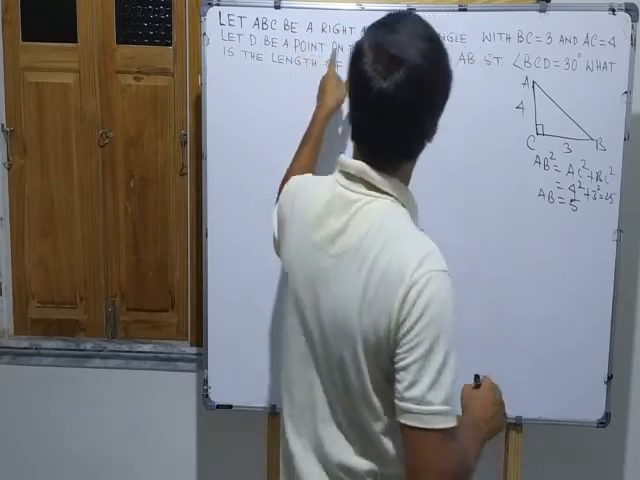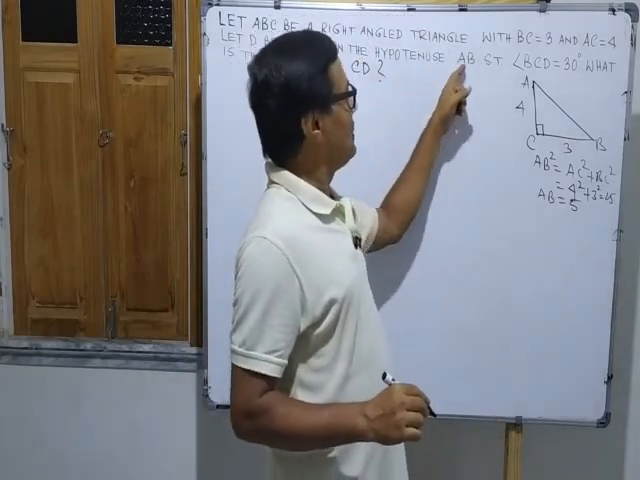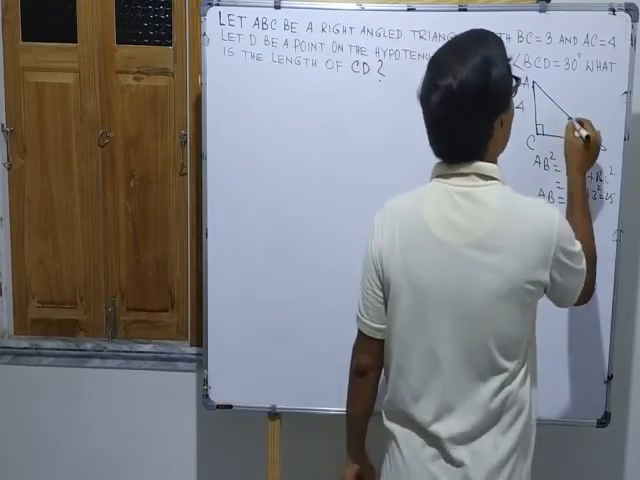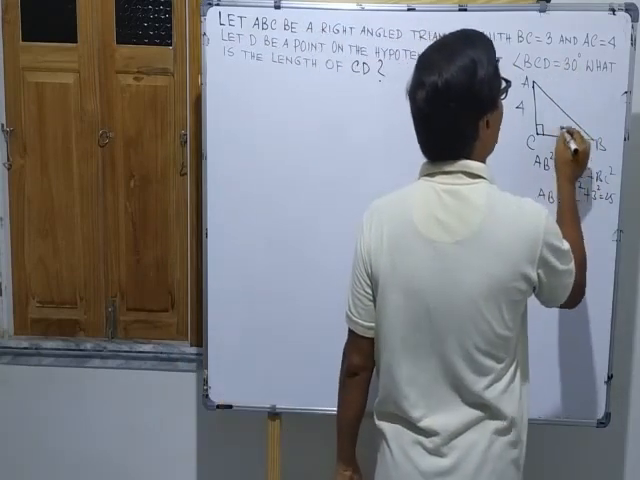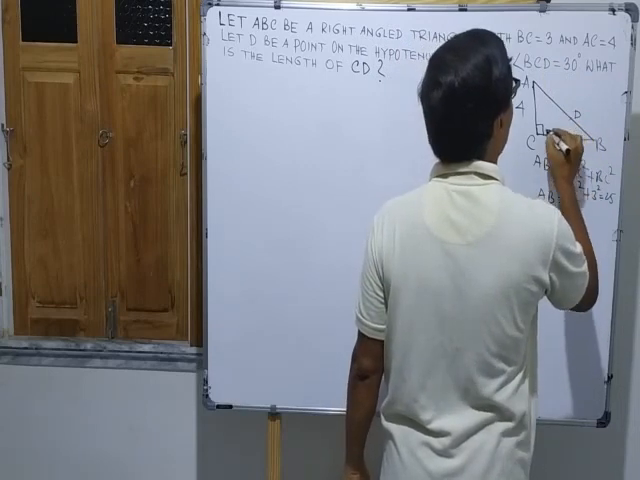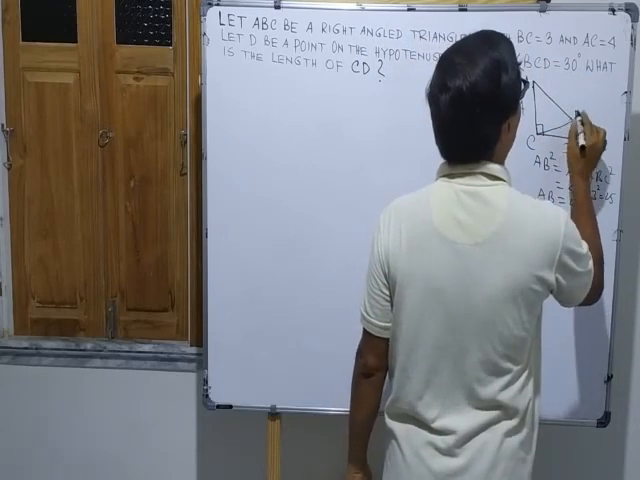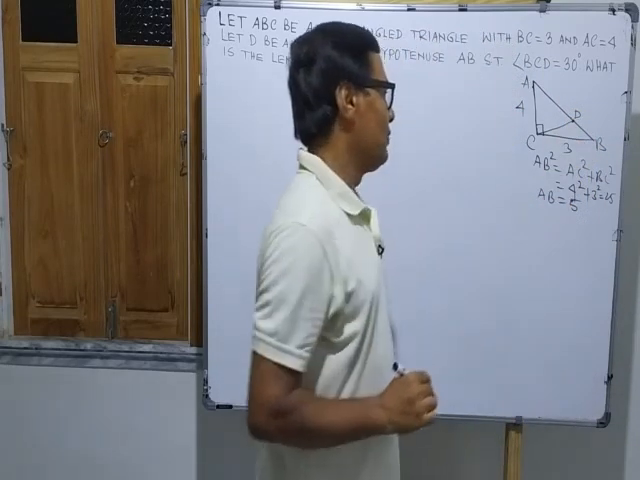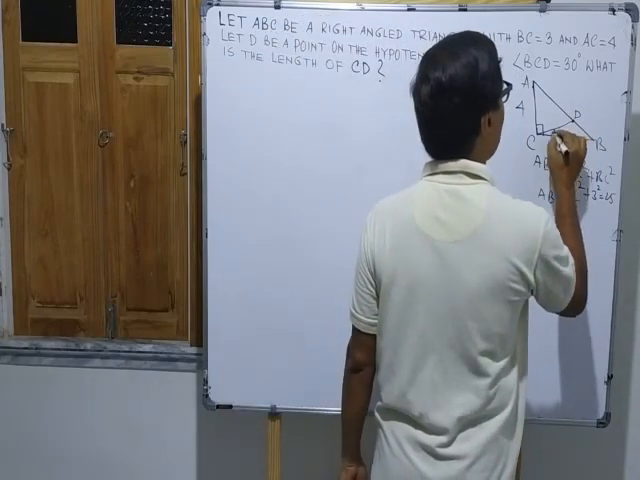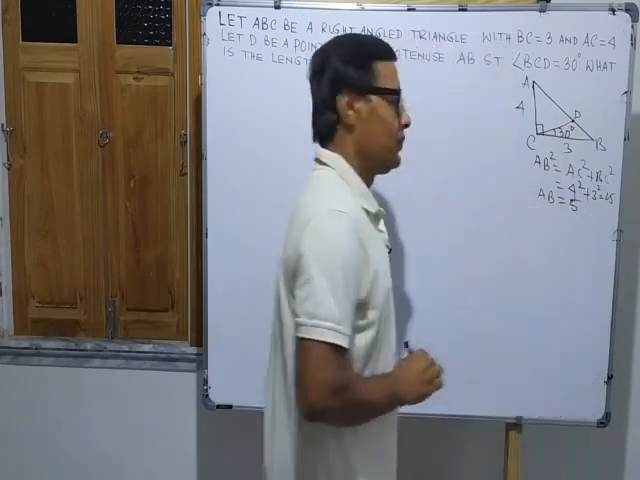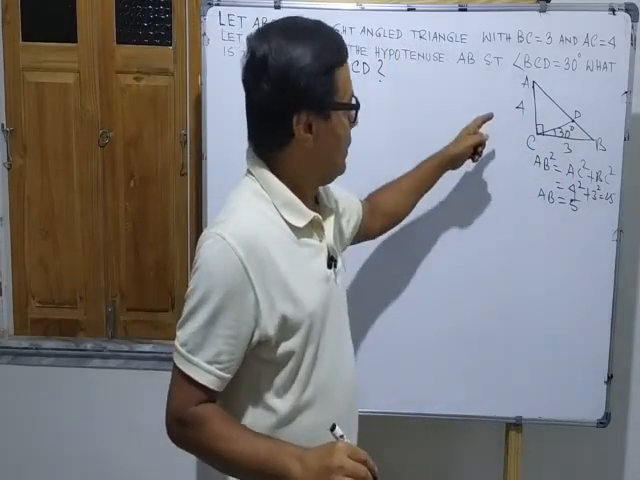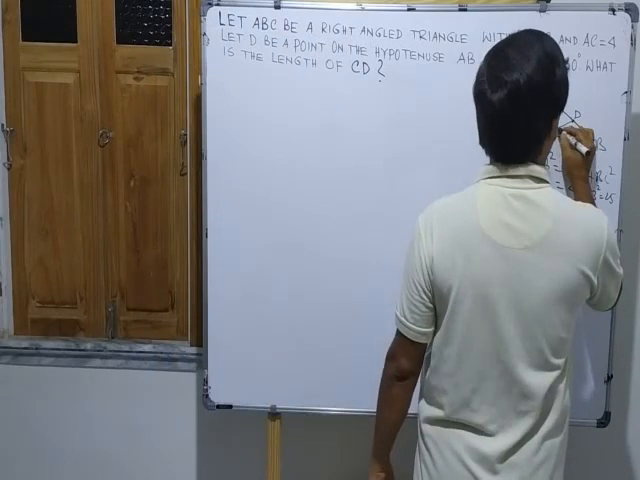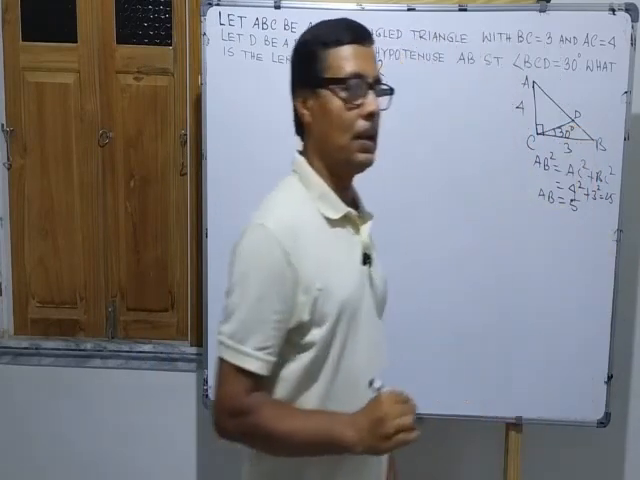Here D is a point taken on the hypotenuse such that angle BCD is 30 degrees. D is taken on AB in such a way that BCD equal to 30 degrees. Here D is the point. This angle is 30 degrees, and we have to find the value of the length CD.